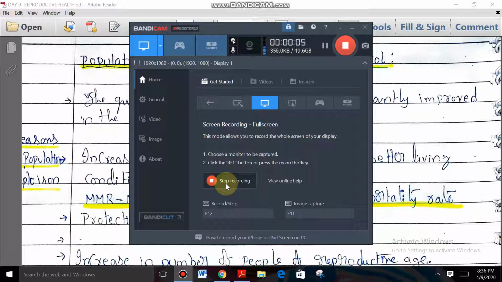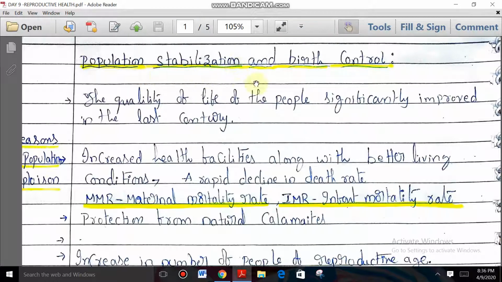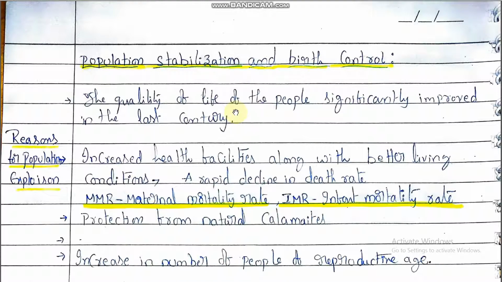In the earlier class we discussed the introduction of reproductive health and RCH programs, and the goals of RCH. And in today's class we are going to discuss population stabilization and birth control methods, the different types of birth control methods.